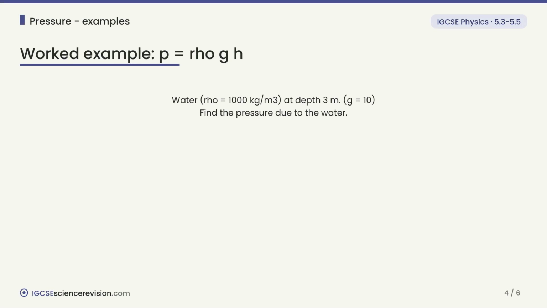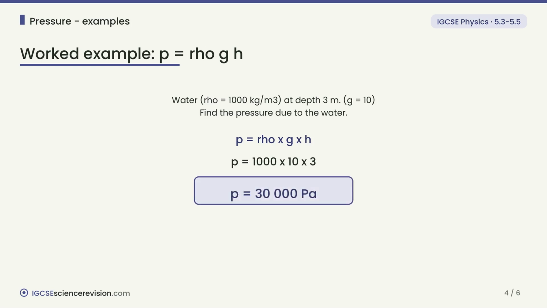Now a liquid pressure calculation. Water has a density of 1000 kilograms per cubic metre, and we're 3 meters down with g equal to 10. Write the equation. Pressure equals rho g h. Substitute 1000 times 10 times 3. That's 30,000 pascals, and that's on top of the atmospheric pressure already pushing down.